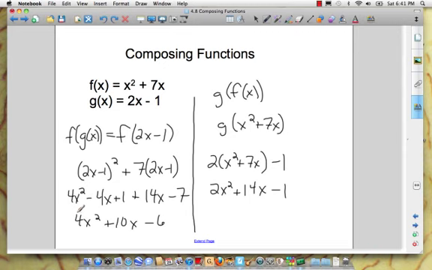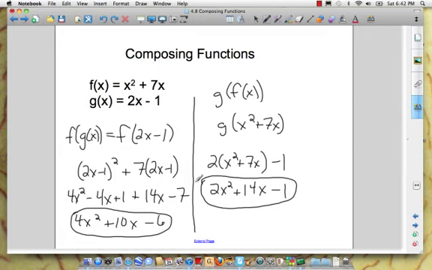It's important to notice that our answers were different. When we composed f of g of x, we got that, whereas when we did it in the other order, g of f of x, we got that. And in general, you should not expect the same result when you compose in different directions.